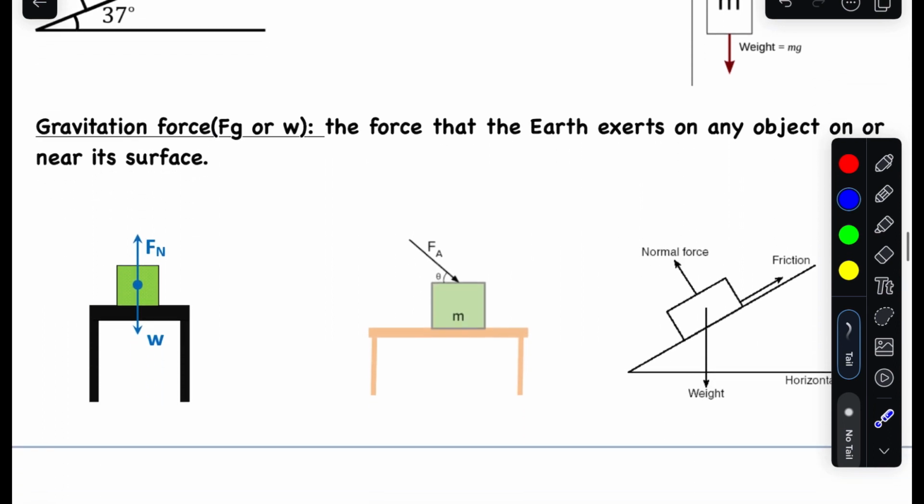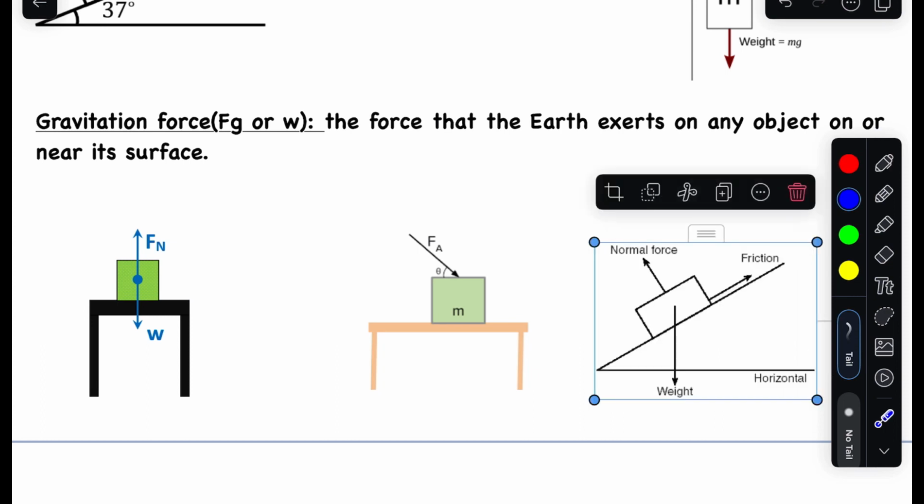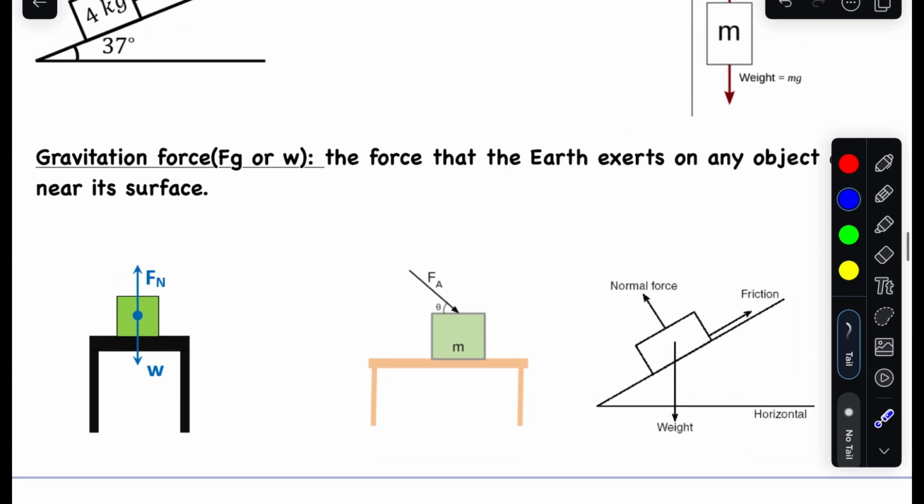Now let's look at the only non-contact force that we're going to look at at this stage. It's the gravitational force. Its symbol is Fg or W, and it is the force that the earth exerts on any object near its surface. So it's a force that the earth exerts on an object. Now if you look at this, there's an object on top of the table. So there's a gravitational force acting there. It's W. It's acting downwards always, guys.